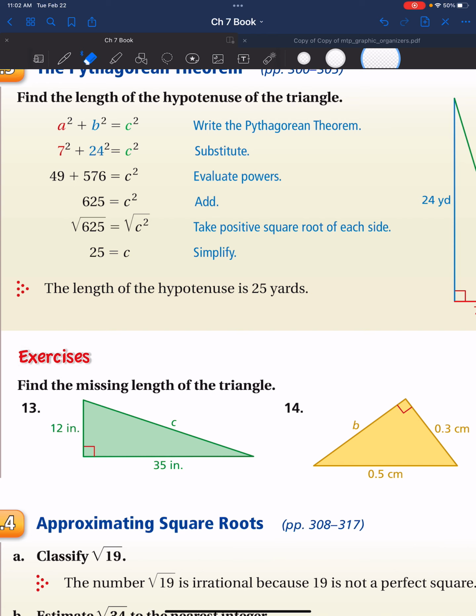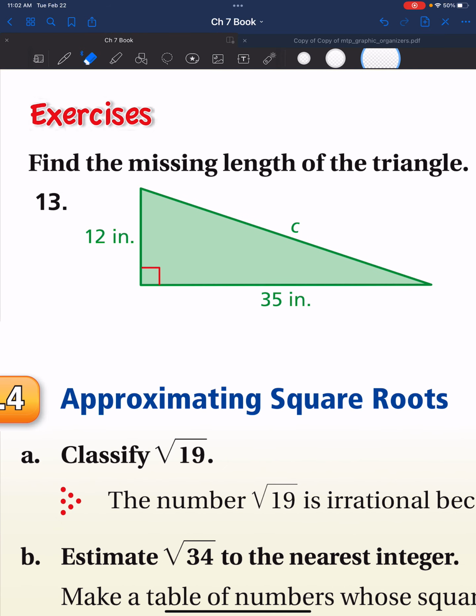Now, let's go ahead and just jump right in and do 13. What is missing? The hypotenuse. So to solve this, I need to take a leg squared plus a leg squared, and it'll equal c squared. 12 squared plus 35 squared equals c squared. Have that written down on your whiteboard first, okay?